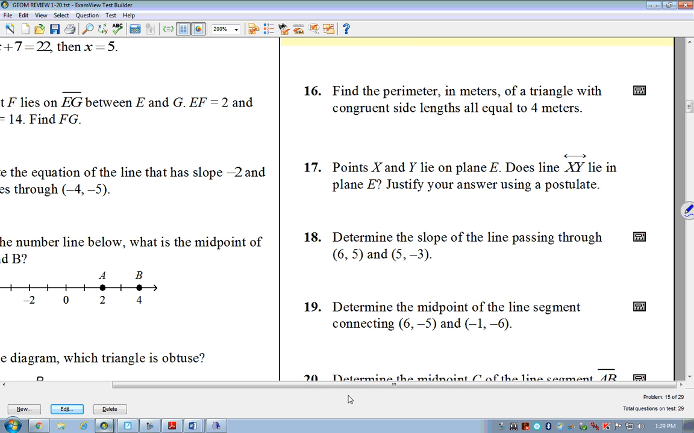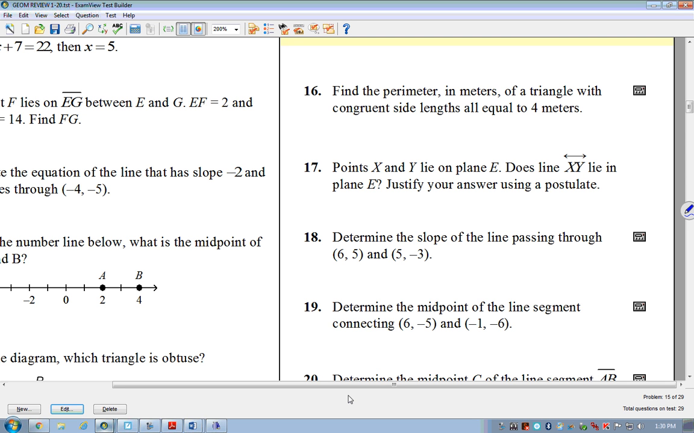Okay, 17, 18. 17, points X and Y lie on a plane. Does the line XY lie in the plane E? Yes, it does. Using a postulate, I'm trying to remember the name of the postulate, you'd find it in 17. Basically, the postulate states that if a line lies on a plane and the 2 points contain the line, then the 2 points containing the line lie on that same plane. Okay, you'll find it in the answer key of 17, probably a better definition for that.